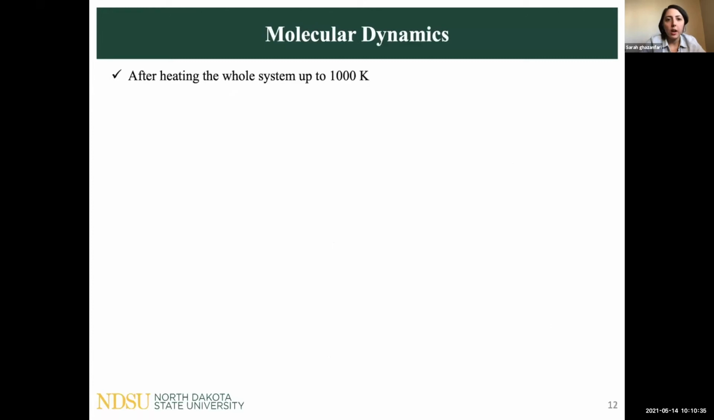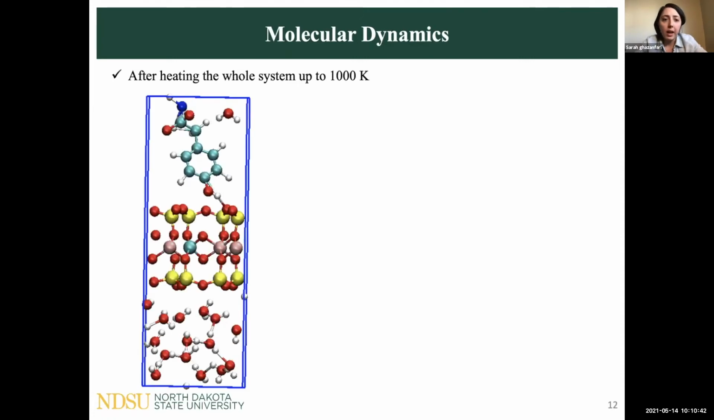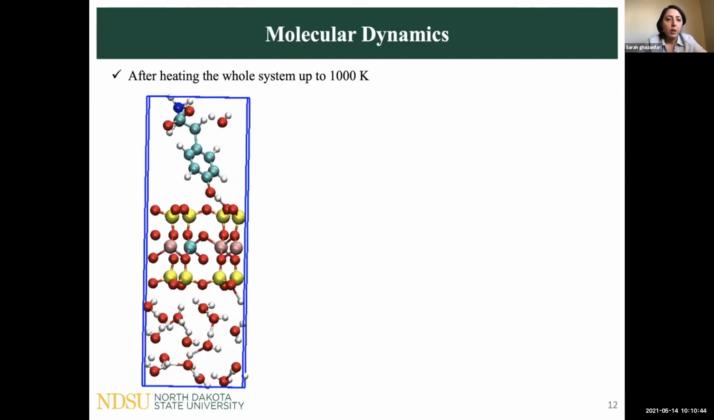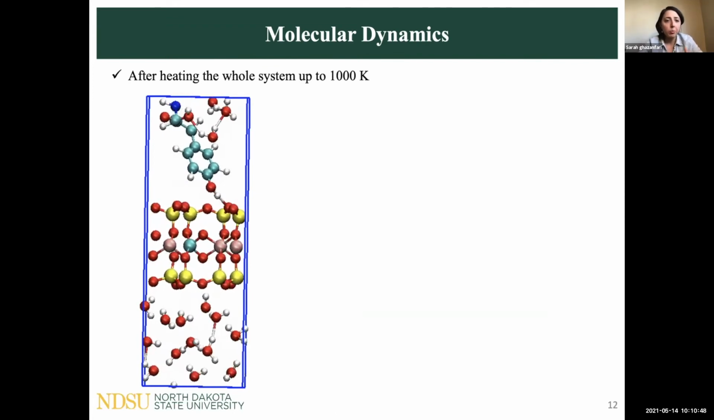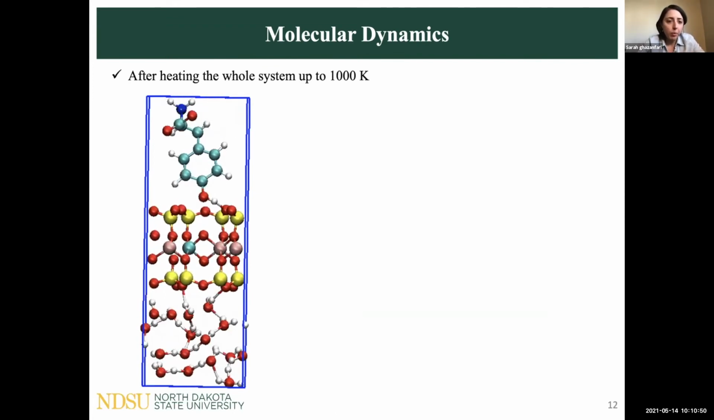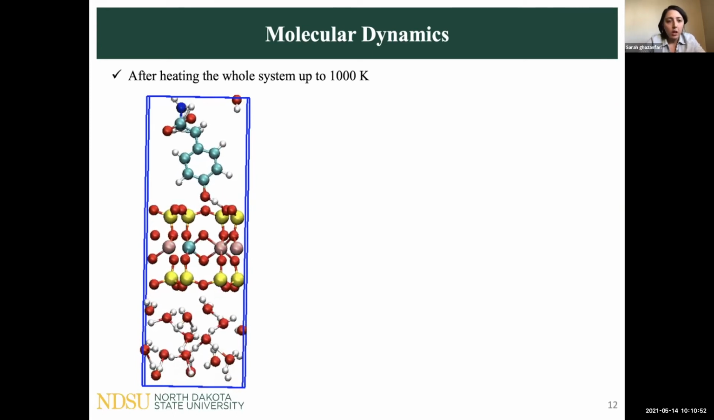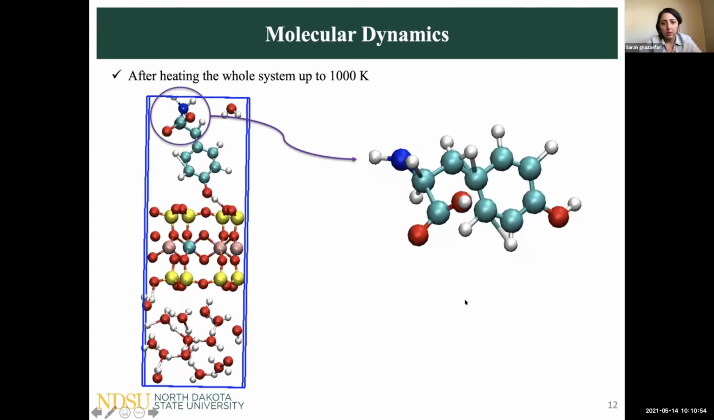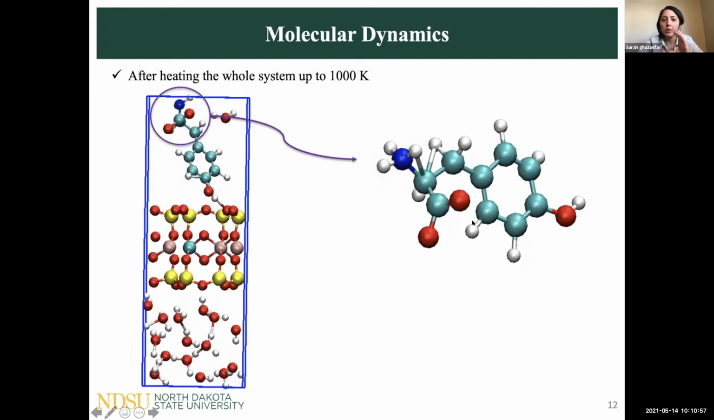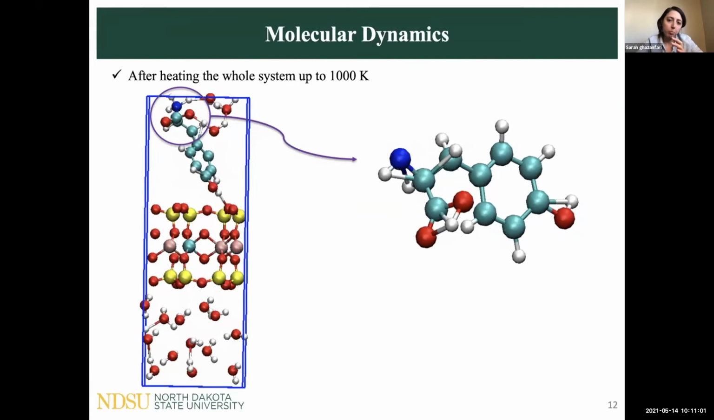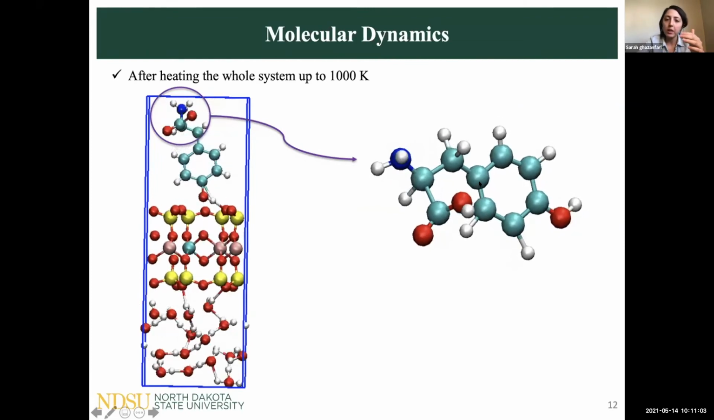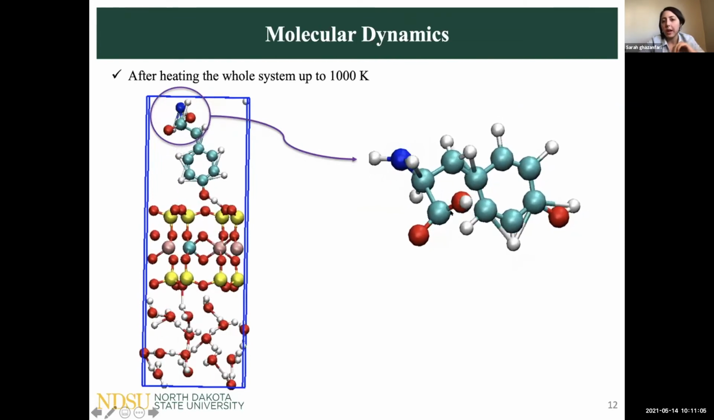After that, I'm going to show you the molecular dynamics after heating the whole system up to 1000 Kelvin. We can see that there's bond breaking and bond forming in the amino acid. You can see that one hydrogen from the amine group will break its bond and connect to the carboxylic group.